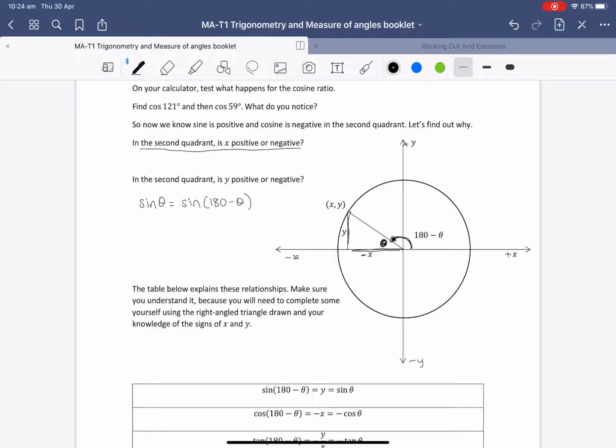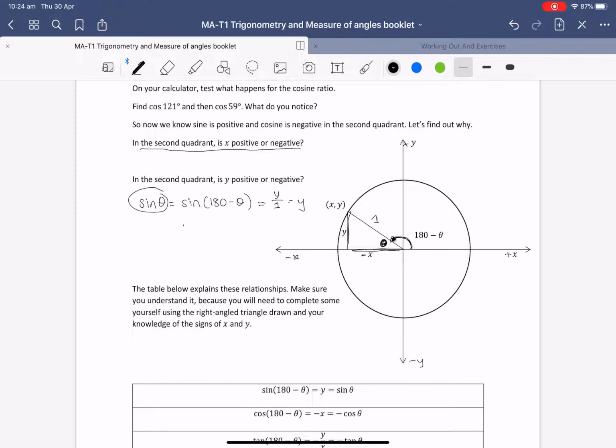And let's have a look at that. It would be opposite over hypotenuse, which will be y over 1, which is just going to be y. It's going to be positive, okay? I might actually write these differently. So let's talk about, I'll do that one sec. I'll do this at the very end.